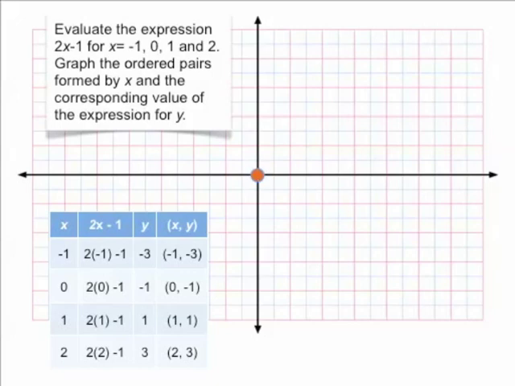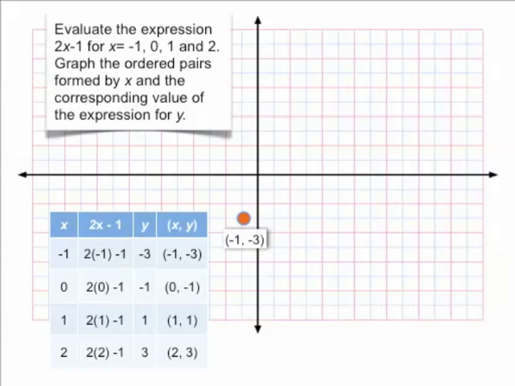We start at the origin. First number tells us left or right. Negative 1 moves us left 1. And then negative 3, or the second number, the y, tells us up or down. So negative 3 tells us we're going down 3. So that'll be 1, 2, and 3. So there is negative 1, negative 3.